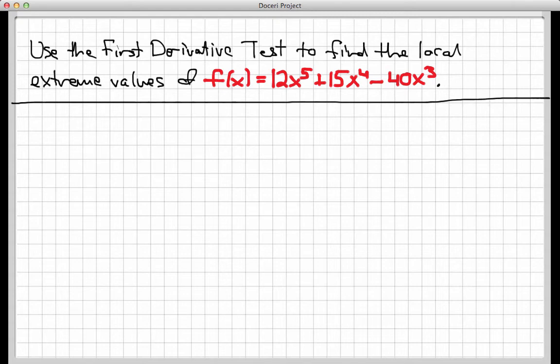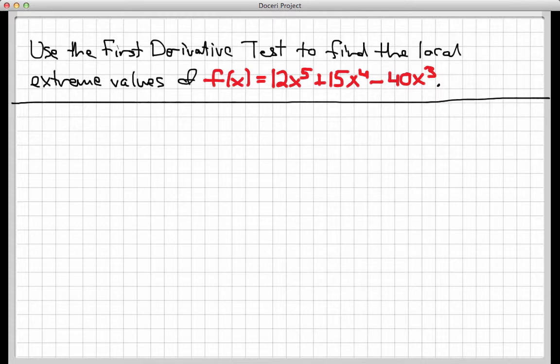Hi there, and welcome to this screencast where we're going to use the first derivative test to find the local extreme values of a particular function, namely this function f of x equals 12x to the fifth plus 15x to the fourth minus 40x cubed. So our goal is to find the local extreme values of this function, and we're going to use the first derivative test to do so.